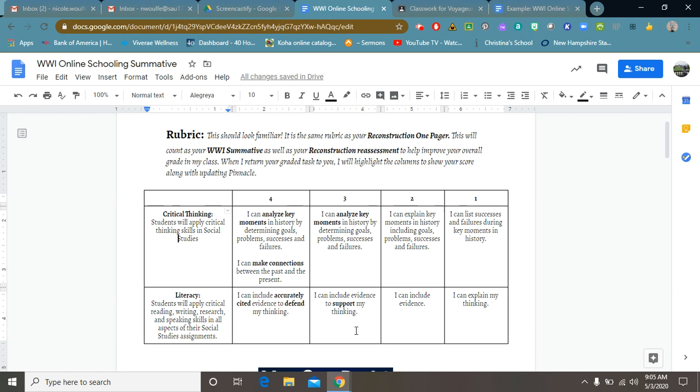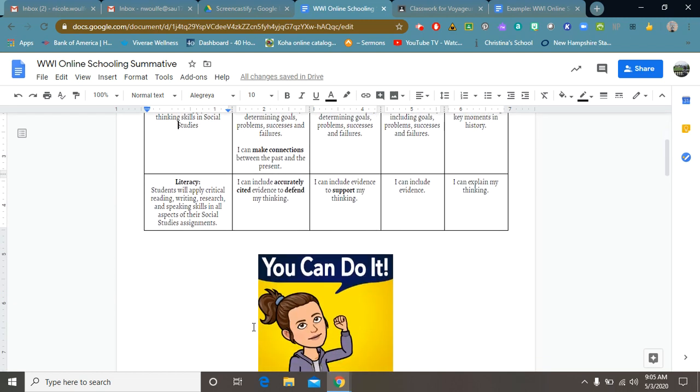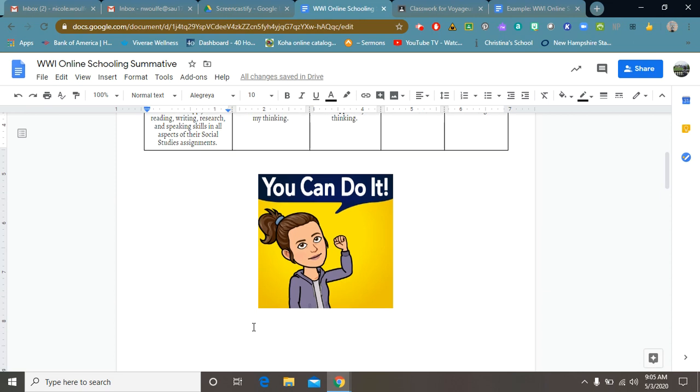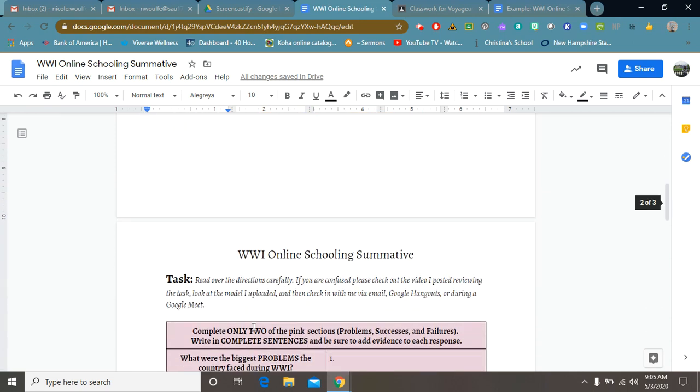For literacy, you can include evidence to support your thinking to meet that standard. To stretch to 4, you are going to accurately cite evidence and defend your thinking. So it's going to look a little bit different. It's going to be written probably a little more lengthier, more detailed. Your word choice is going to be stronger. There's our girl. That Bitmoji is always here to support you.